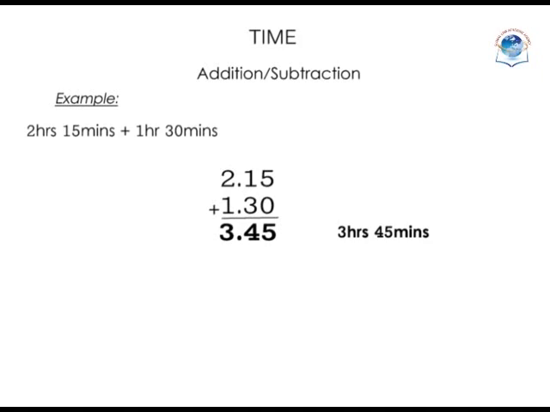However, if the section on the minute side exceeds 60 minutes, then we take 1 hour from the hour section. For example, 2 hours and 15 minutes plus 2 hours 54 minutes. If we add that, we get 4 hours and 69 minutes. 69 minutes is equivalent to 1 hour and 9 minutes. So we take away the 60 minutes and remain with 9 minutes. The 60 minutes, when taken to the hour side, becomes 1 hour.